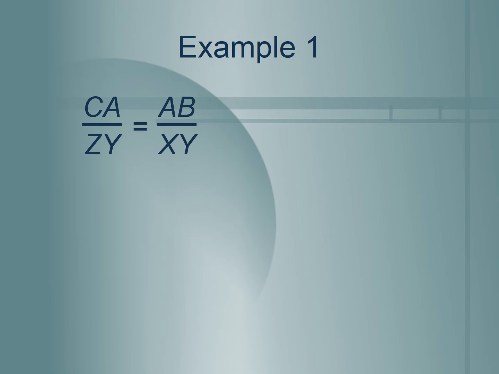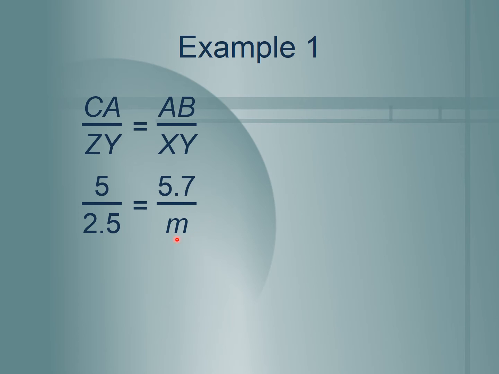So let's say that we have a figure where we have this proportion. We have CA over ZY equals AB over XY. And we want to solve for this length. We want to solve for the length of XY. We know that CA on this figure is 5. And we know that ZY in the second figure is 2.5. And we're going to set that equal to our first figure has AB as 5.7, and the corresponding side of the second figure is XY.